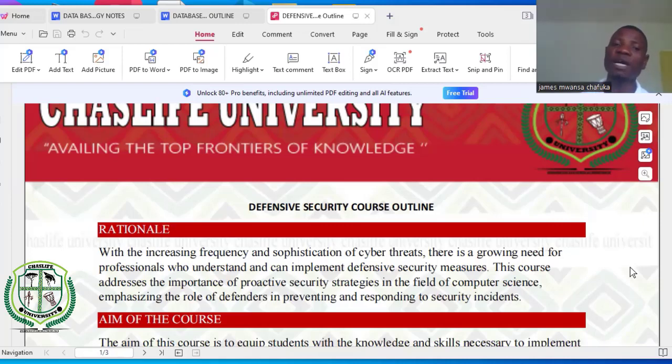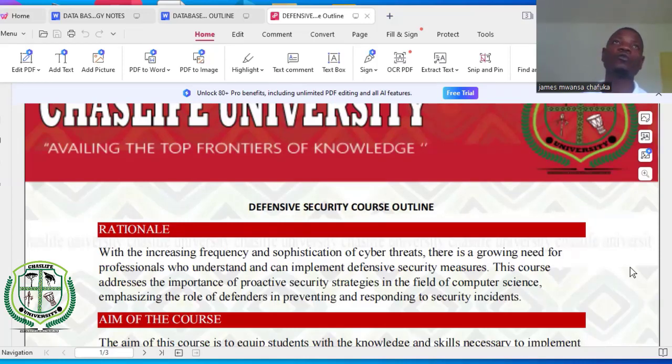So let us start by looking at the rationale of defensive security. The rationale is that with the increasing frequency and sophistication of cyber threats, there is a growing need for professionals who understand and implement defensive security measures. This course addresses the importance of proactive security strategies in the field of computer science, emphasizing the role of the defender in preventing and responding to security incidents.